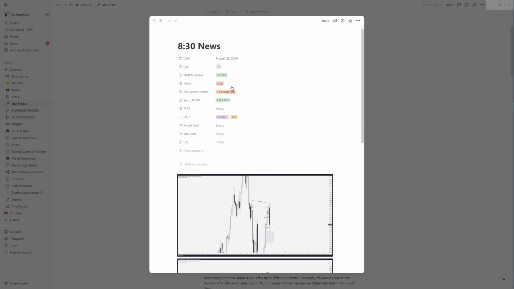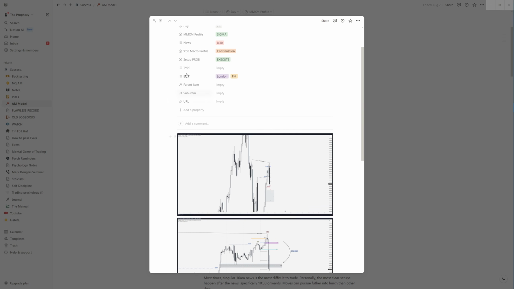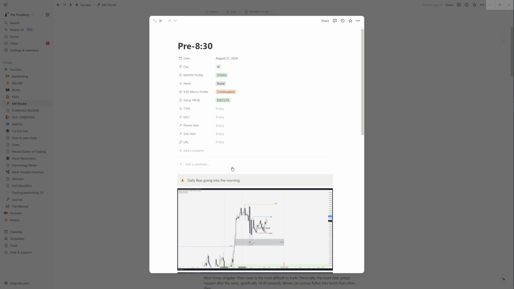So this is obviously extensive. I'm kind of schizophrenic with it. You don't have to have this much stuff, but I have the market maker profile. I have the news. I have what external range liquidity is taken. I have the setup probability. That stuff is not necessary. Just at least have the news so you know. And then I also have any notes. So here, different fib projections. You don't gotta read this, but I'm adding some notes as well that I may find helpful.